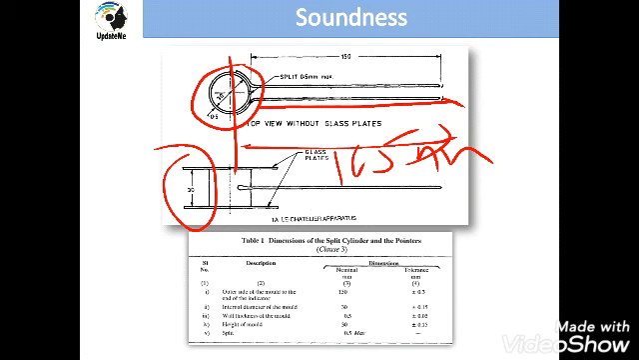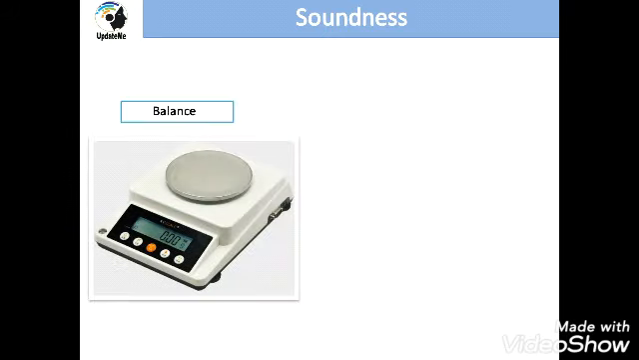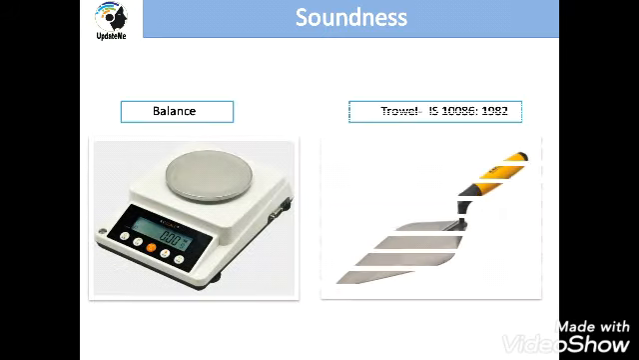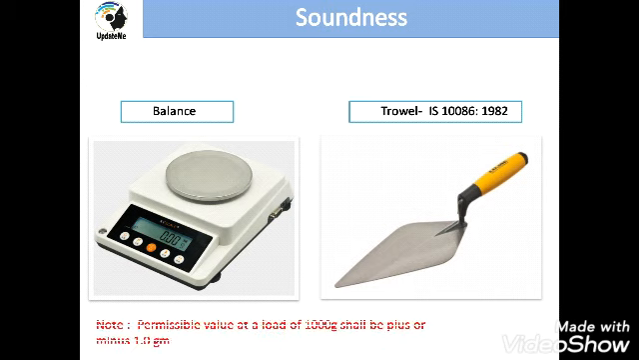Here you can see the values. From the outer side of the mold to the end of the indicator is 150 mm, and the internal diameter of the mold is 30 mm. Wall thickness of the mold is 0.25 and height of the mold is 30 mm, and the split is 0.5 mm maximum. This one is the split portion. You can see the little dot point. Next one is the balance. Next, the trowel, which conforms to IS 10086.